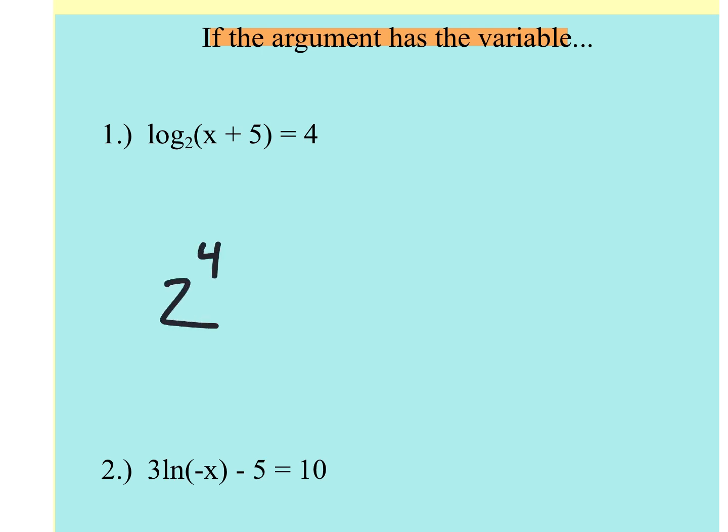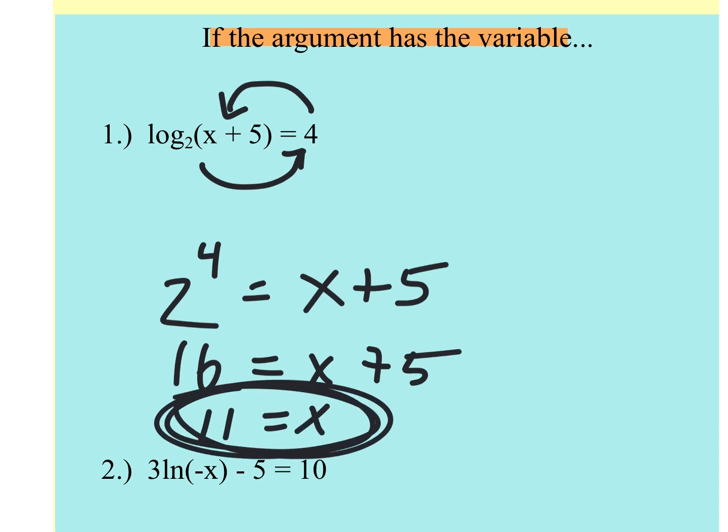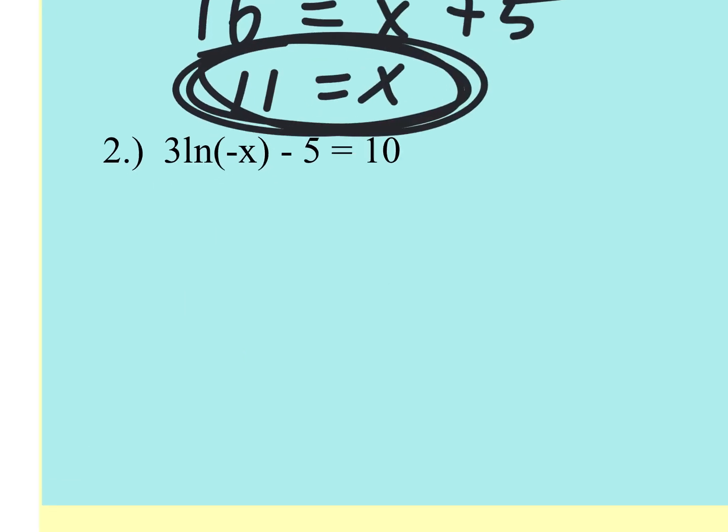2 to the 4th, I call it the circle of logs because it has to go around like that, equals x plus 5. And then, what is 2 to the 4th? 16. So 16 equals x plus 5. Subtract 5 and you get 11. Raise your hand if you beat me to that. Okay, cool. How about this one then?